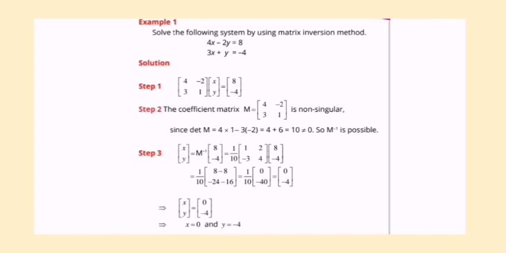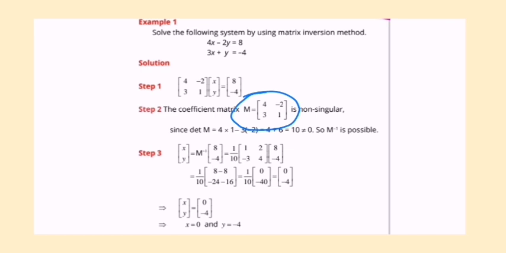So in step 3, the matrix [x; y], which is capital X, is equal to M inverse times matrix B. This is B. Therefore, we know that M inverse is equal to 1 over 10 times the matrix [1, 2; -3, 4], because the adjoint of matrix M is [1, 2; -3, 4], by interchanging the diagonal elements and changing the sign of the non-diagonal elements.